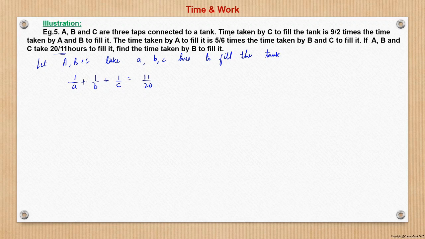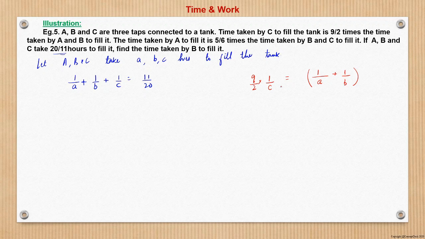Now further it is given that the time taken by C to fill the tank is 9 by 2 times the time taken by A and B. So what is the working rate of A? That is 1 by A unit per hour and 1 by B unit per hour. They will work at this rate per hour. So this must be 9 by 2 times the working rate of C, which is 9 by 2C. Then only this equation would have come.